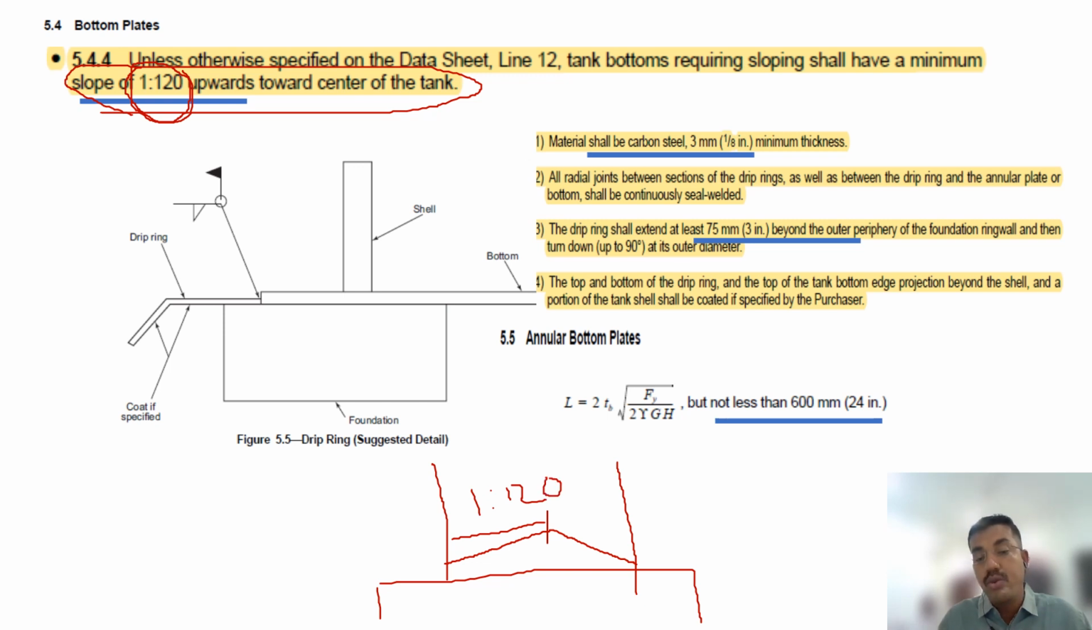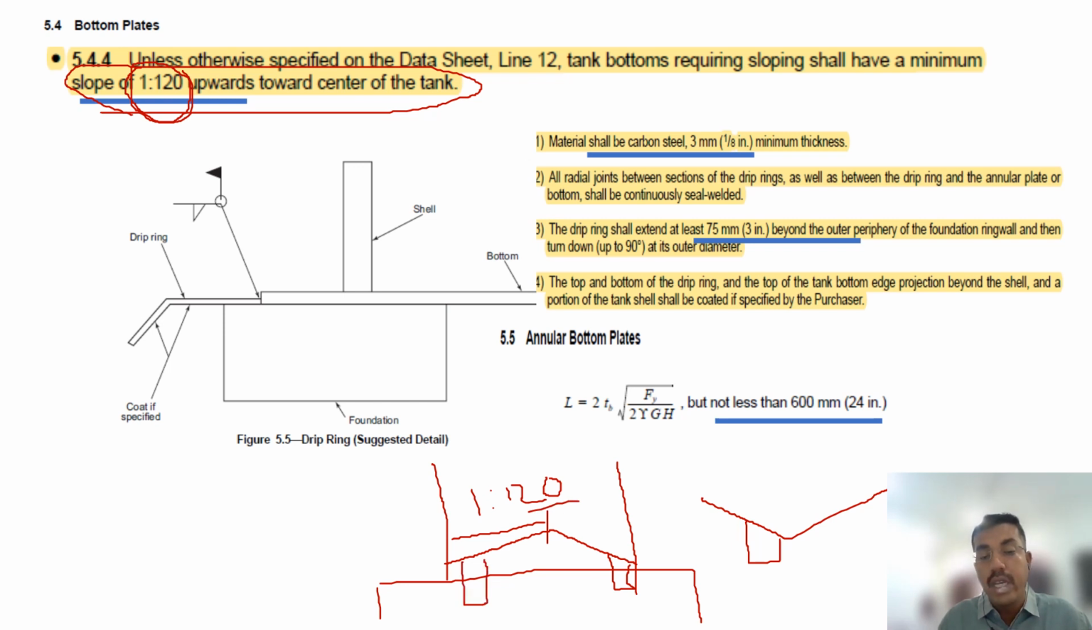So sometimes the slope is outside, sometimes the slope is inside also. Many bottom plates can be like that. And you have to put a sump pit somewhere here. But here the sump pit is here. Maybe 2-3 sump pits they can give near to the shell.